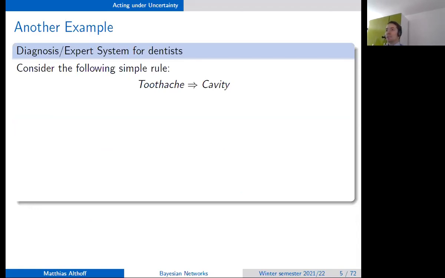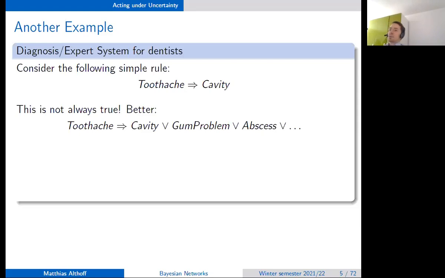So if you use logics, you could write the statement, toothache implies cavity. However, there could be other reasons why you have a toothache, right? So you could have a gum problem or other issues. So then you would have to write toothache implies cavity or gum problem or abscess or whatever. Then you're like, okay, this list can go on forever, or it would be a very long list.